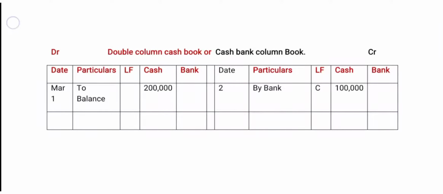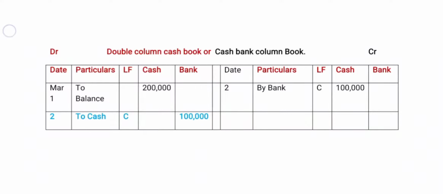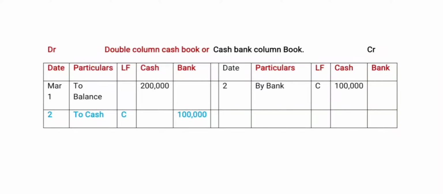Now here, at the same time cash is going out of the business and cash is coming into the bank account, so bank account is debit. That's the reason we come to the bank account debit side, with the date second, to cash. In the above entry, cash is going out of the business, that's why we write it on the credit side as cash.